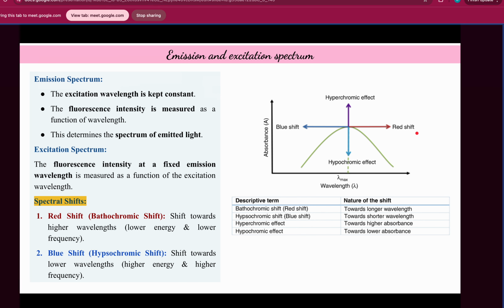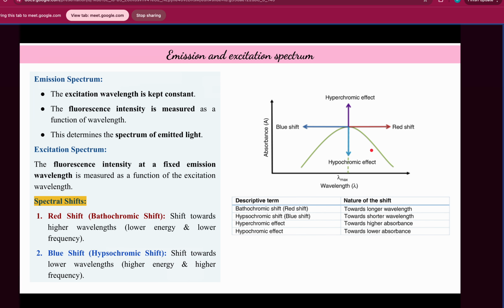Whereas there is a possibility you could also observe blue shift, which means hypsochromic shift. That means a shift towards the lower wavelength, higher energy and higher frequency. If the wavelength is reducing, that means the emitted light is high in energy and its wavelength is low. That particular shift is known as hypsochromic shift.